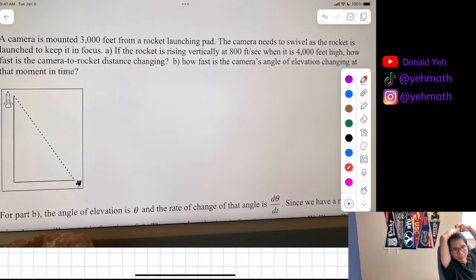Radians to degrees, is it times 180, or is it 1? You're all right. Oh, you're doing part A. I'm more interested in part B, but dB/dt, so this is going to be 0, because that's not changing.